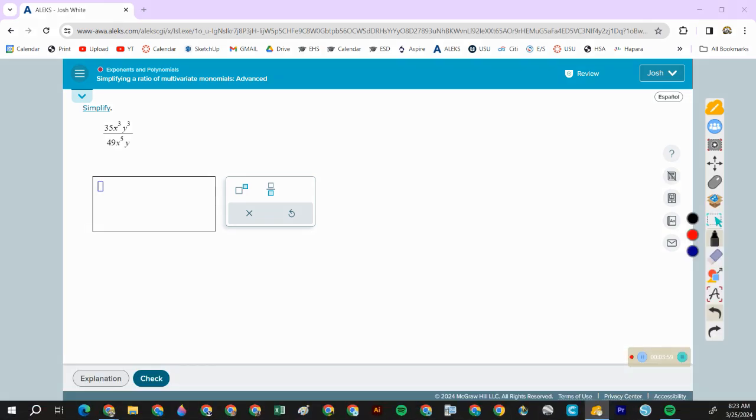All right. What do 35 and 49 share? A 7. So 5 on top and 7 on bottom. And then these 3 x's will cancel 3 of those x's. And then this 1 y will cancel 2 of those y's.